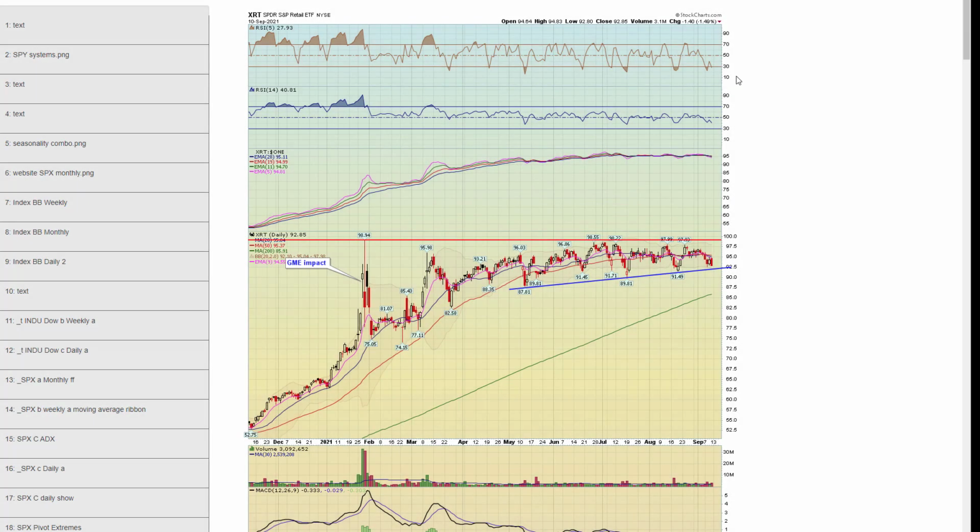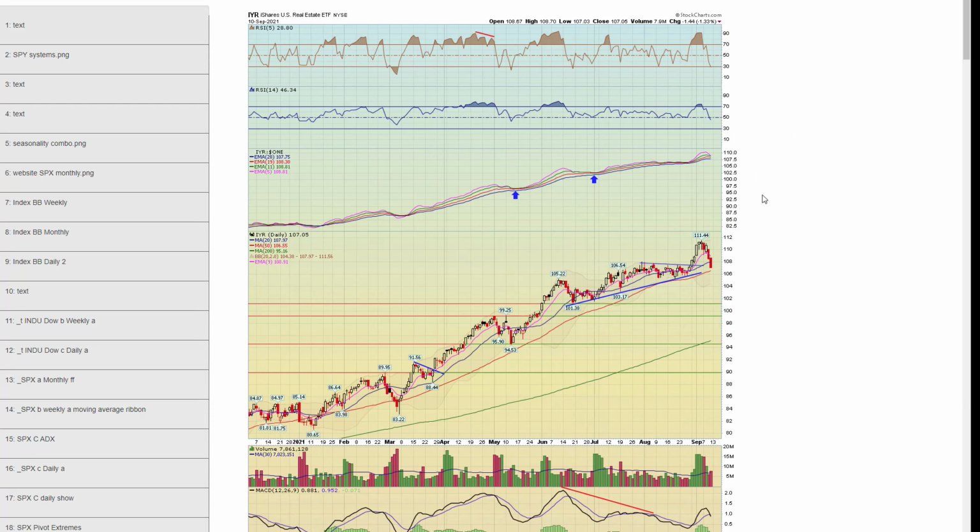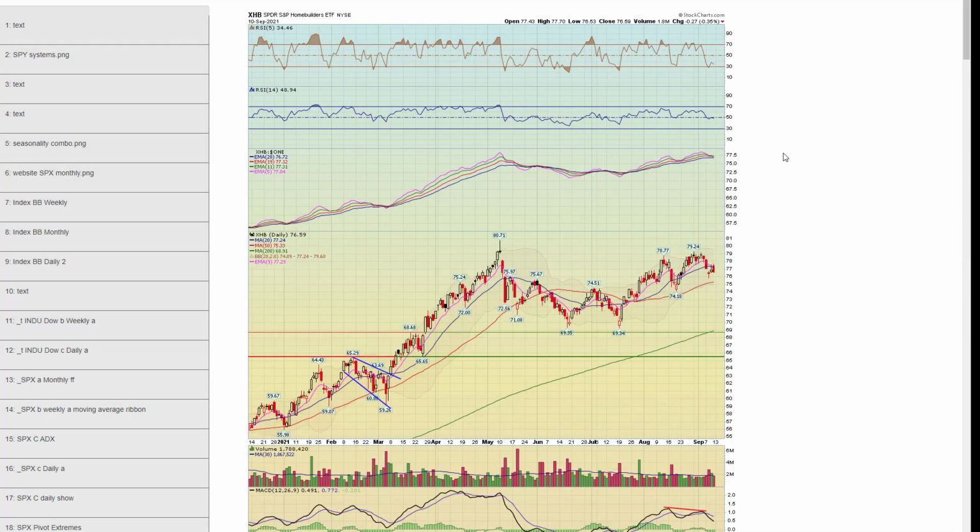Next. Chart 58, real estate. Made a new high there. I pointed this out. It had a nice move out of that coil, but if you didn't take profits, boom, it's giving it back. Nice pullback. Next. Chart 59, home builders.